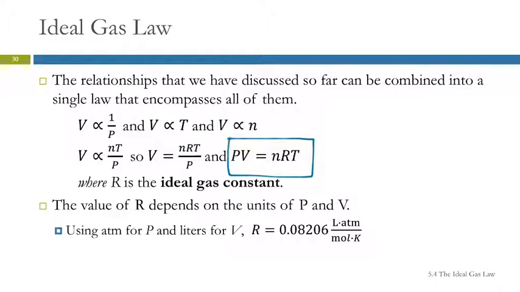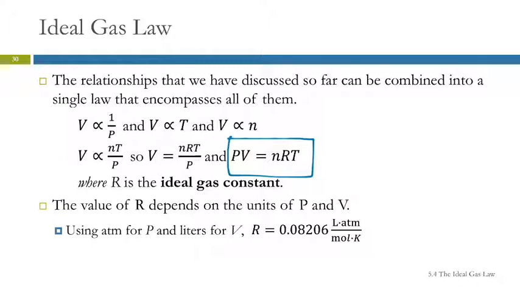This is the bottom line, what you need to know. That's the ideal gas law. PV equals nRT. Some people call it "PIV-NERT." So the pressure times the volume is equal to the amount of gas times a constant times the temperature in kelvins. And that constant is the ideal gas constant.